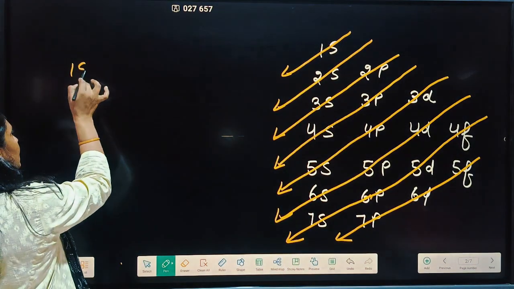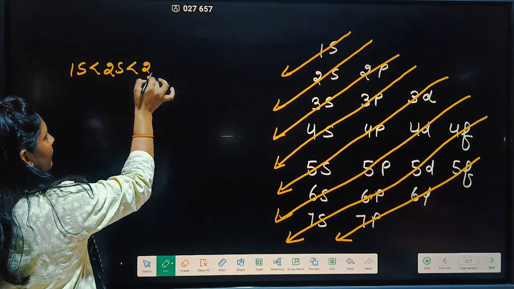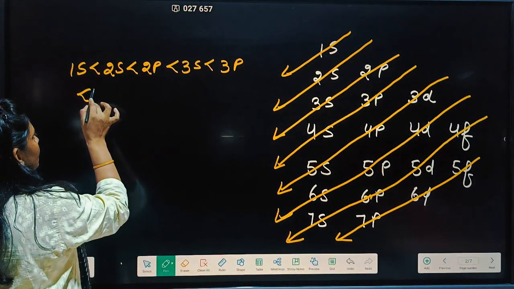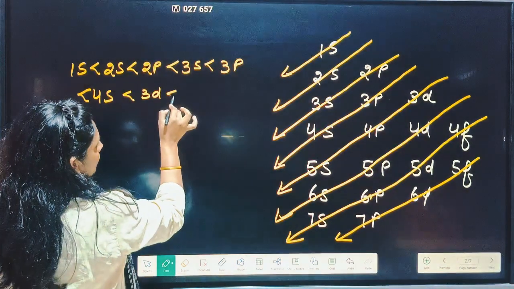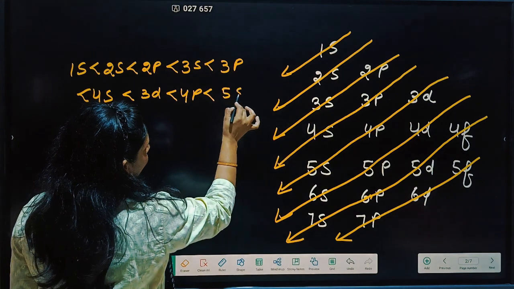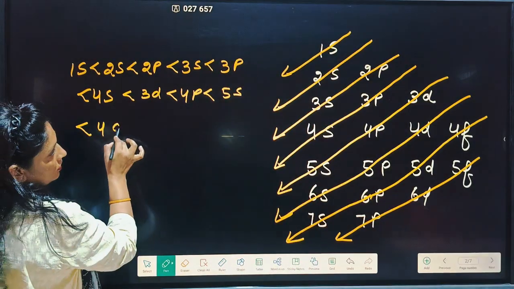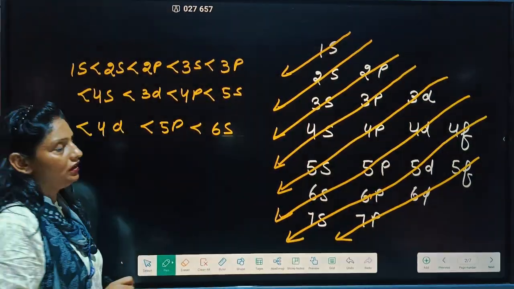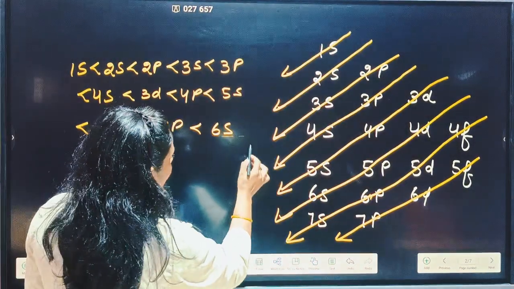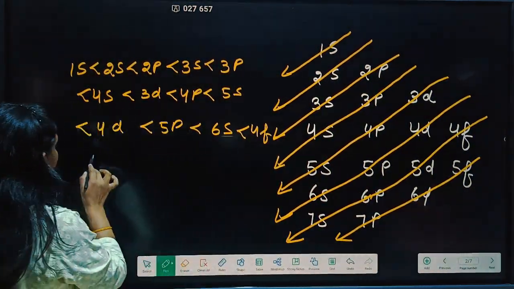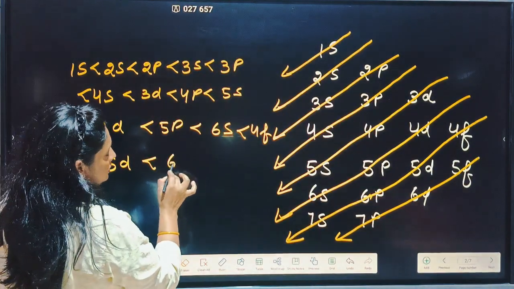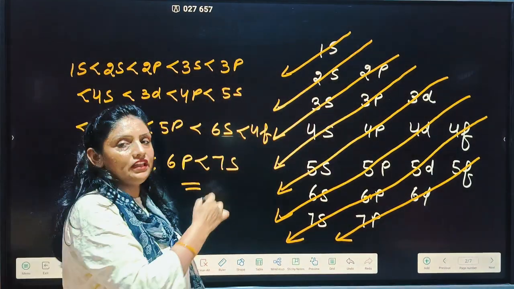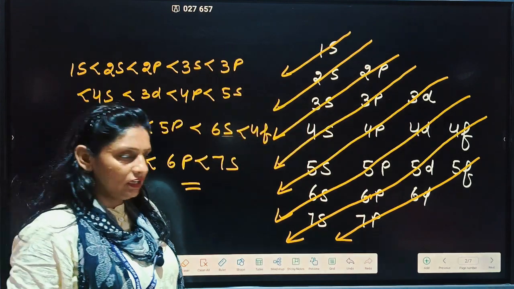First of all you will fill 1s, then 2s, then 2p, then 3s, then 3p, then 4s, 3d, 4p, 5s, 4d, 5p, 6s. In this way you can fill. After 6s, 4f, 5d, 6p, 7s. This will be the order of the energy. Any doubt in this? Yes.